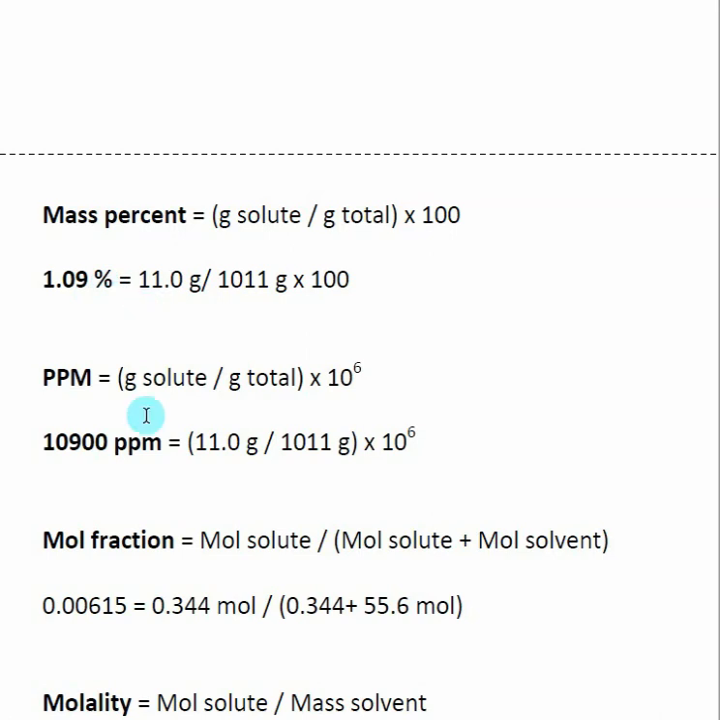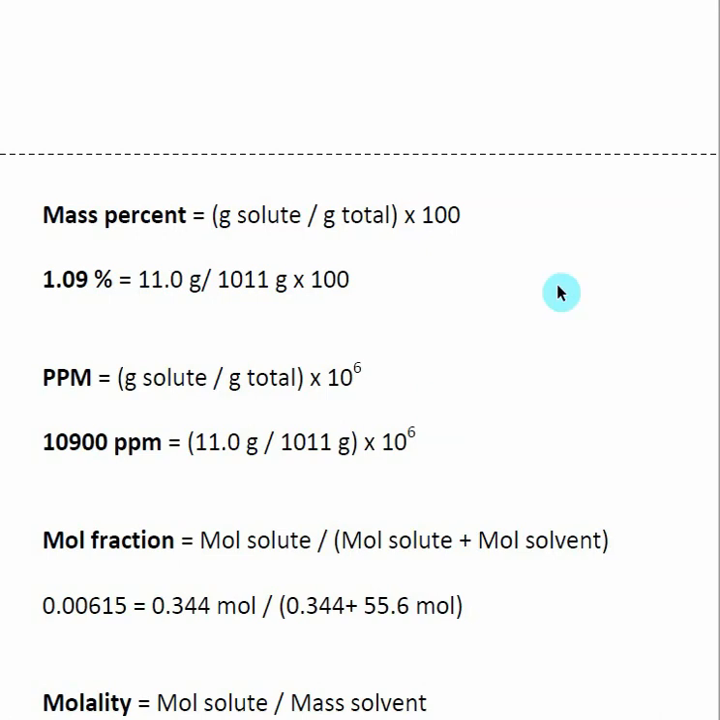We do the same calculation for parts per million. It's the same ratio here, but now my multiplication factor is times 10 to the 6. So we go ahead and do our division of 1,000 grams divided by 1,011 grams, and we multiply by 10 to the 6. Here we get a fairly large number. And so this is why we typically only use parts per million when the concentrations are very, very small.